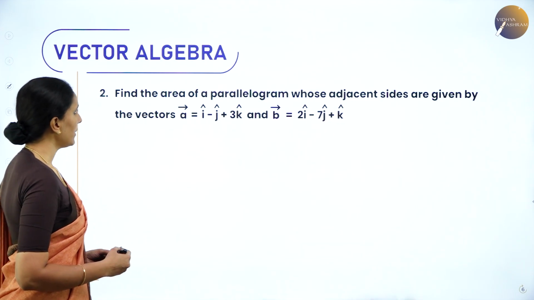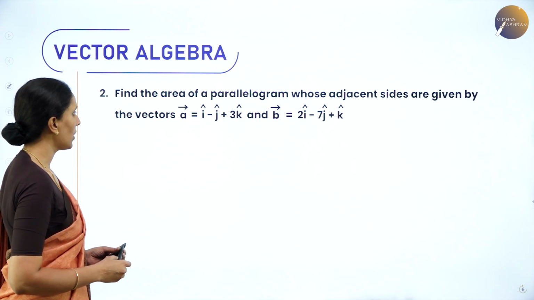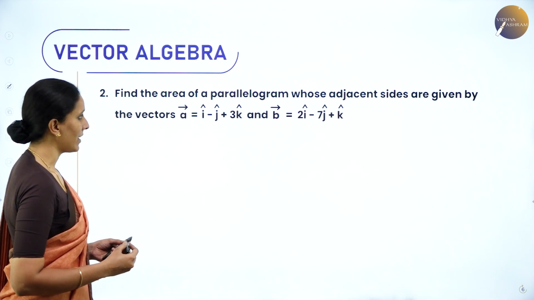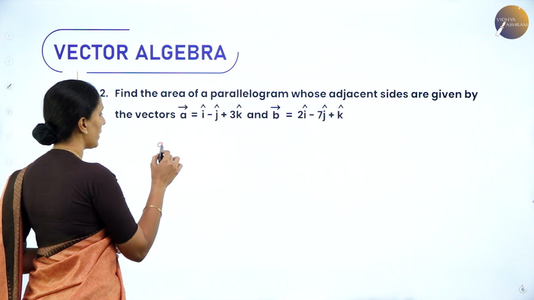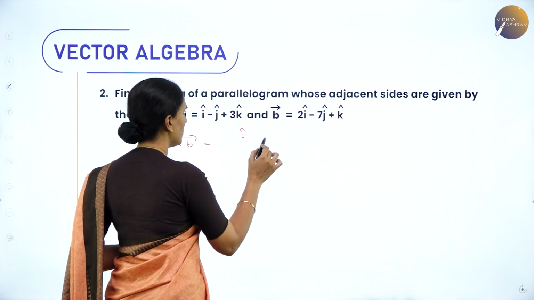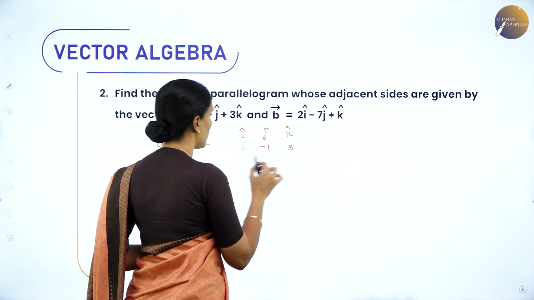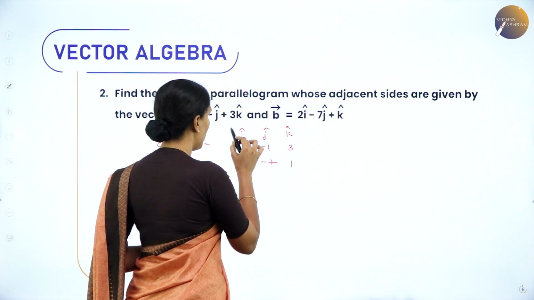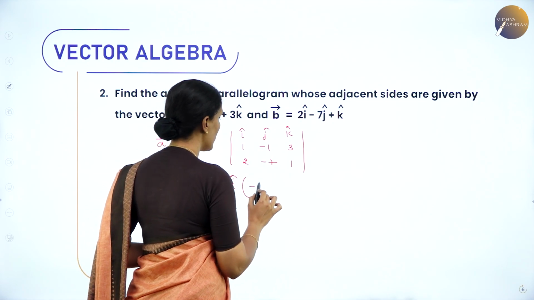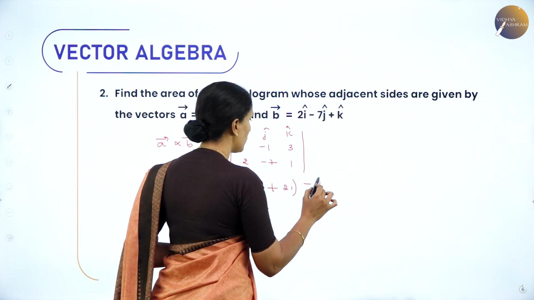Next question. Find the area of the parallelogram whose adjacent sides are given by the vectors vector A equals i minus j plus 3k and vector B equals 2i minus 7j plus k. So here vector A cross B is equal to i, j, k, 1, minus 1, 3, 2, minus 7, 1. Let's expand this determinant. So we have minus 1 minus 21, which becomes plus 21, minus j.